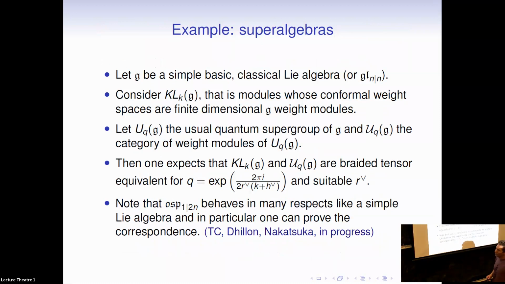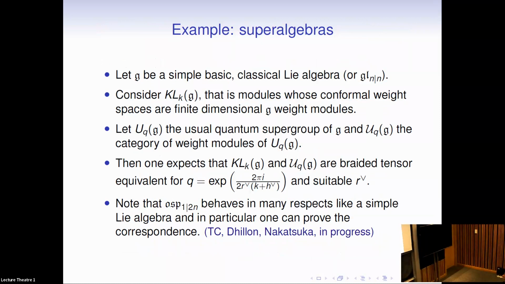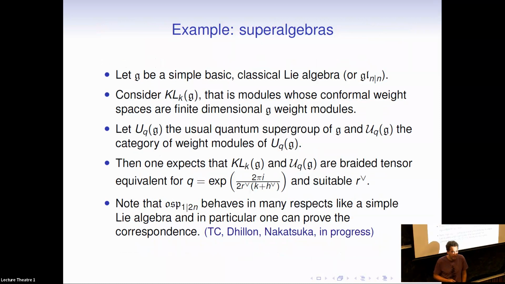So the first example is simply generalizing the Kazhdan-Lusztig correspondence to Lie superalgebras. Something very similar should hold, right? One would very much expect that if you take a Lie superalgebra that allows for a nice vertex algebra, the basic classical ones, then the Kazhdan-Lusztig category, that means the category of modules whose conformal weight spaces are finite dimensional modules for the horizontal subalgebra, enjoys some correspondence to the quantum supergroup. And it's in fact not hard to check, for generic levels at least, that you have an abelian equivalence. So that's already a good sign.